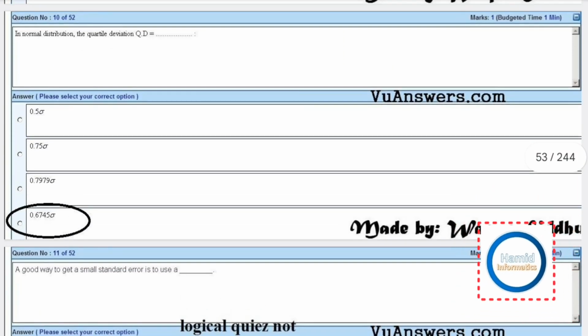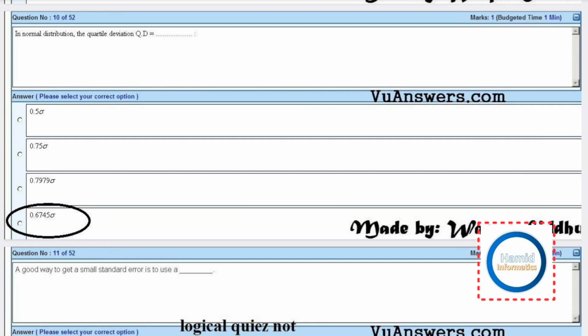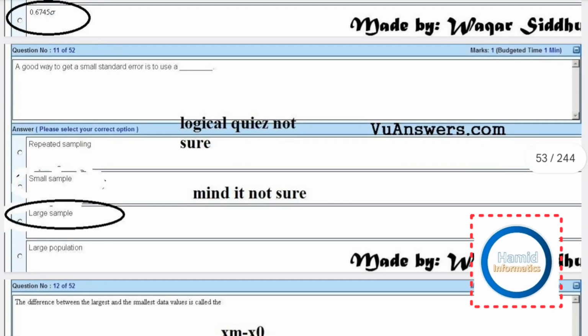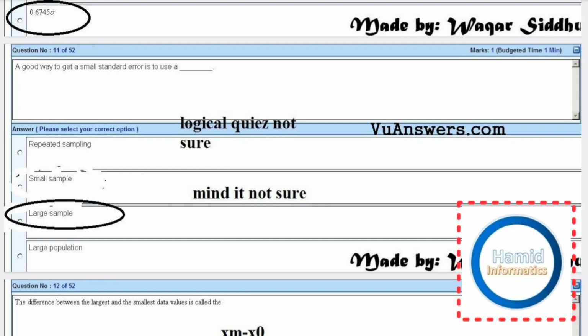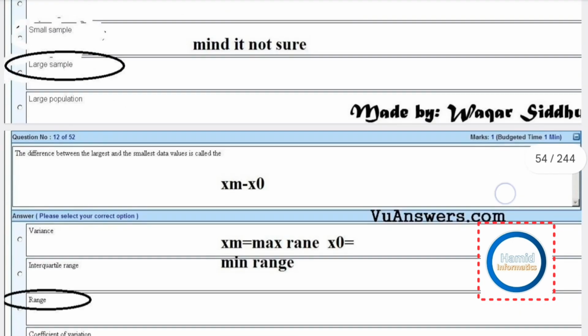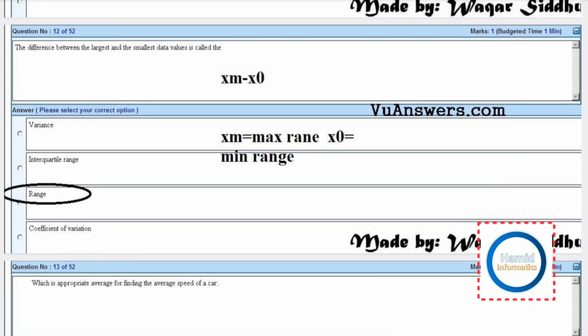In a normal distribution, beta 2 is 3. In normal distribution, the quartile deviation QD is 0.6745 sigma or any other symbol. Next is a good way to get a small standard error is to use the large sample. The difference between largest and smallest data values is called the range.